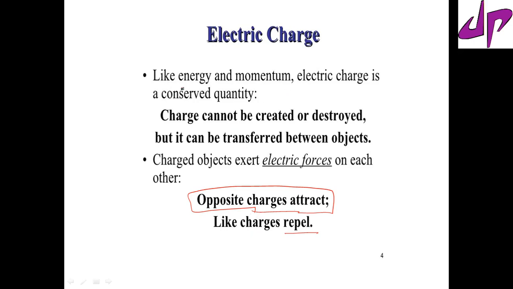Like energy and momentum, electric charge is also a conserved quantity. What is the meaning of conservation? Conservation means it remains the same. Charge cannot be created, charge cannot be destroyed. It can only transform from one object to another object. So electric charge is conserved, and because of the electric charge, objects exert forces on each other.